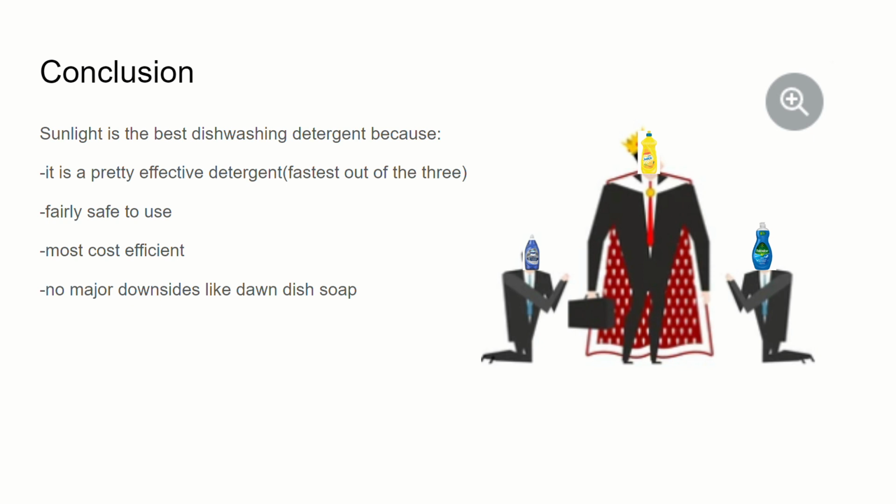It's fastest out of the 3, so it came out at top on the speed scale. It's fairly safe to use. It's not as safe as Dawn dish soap, but it's fairly safe. It's also the most cost efficient, and it doesn't have a major downside like Dawn, where Dawn is really safe. It's the most safe out of the 3, but it came out as the slowest.